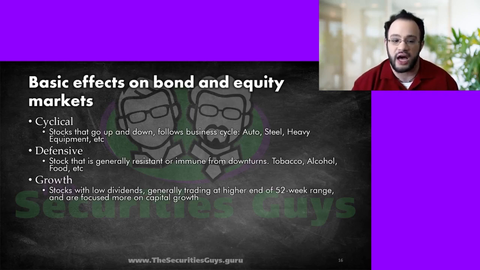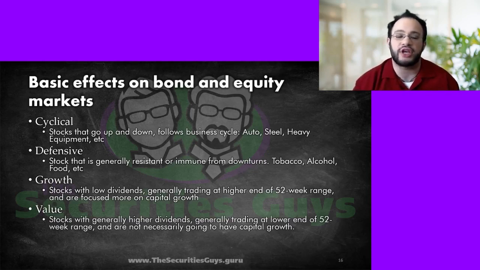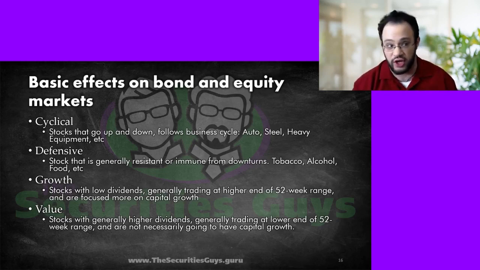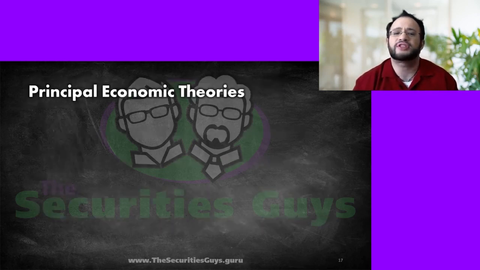There are growth stocks. These are stocks that have a low dividend, generally trading at the higher end of 52-week ranges, and are focused more on capital growth. They generally do not pay dividends. If they do, they're very low. Value are stocks that generally have higher dividends, generally trading at the lower end of 52-week ranges, not necessarily going to have capital growth. Potentially, these are companies that the managers believe are simply undervalued, that they're a good value for what they do.